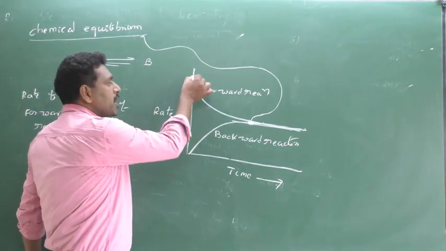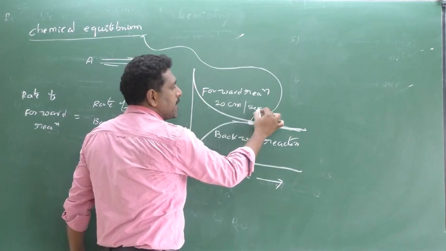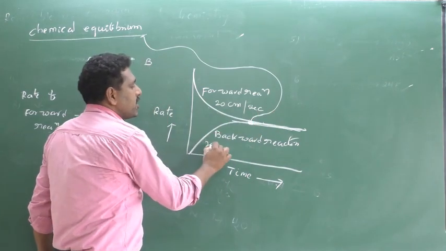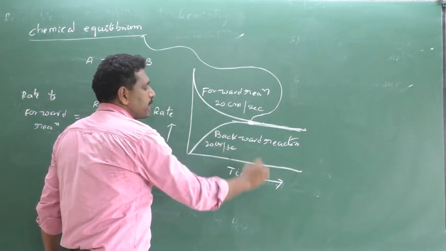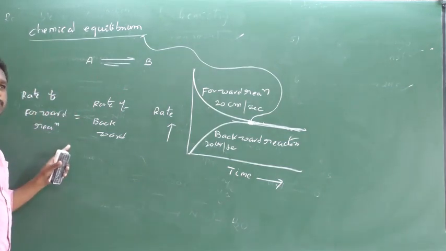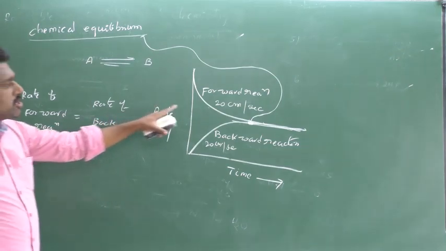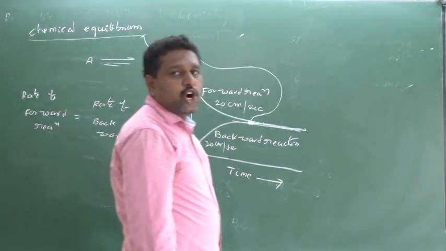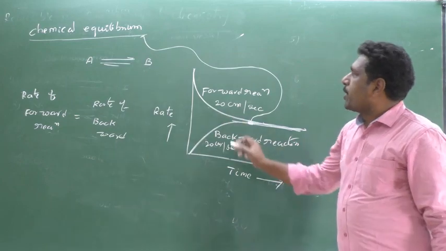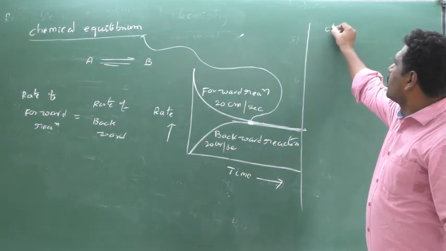For example, if the forward reaction takes place at 20 centimeters per second, and the same speed of 20 centimeters per second takes place by the backward reaction, then both speeds are equal. The position or point or state where the rate of forward reaction and the rate of backward reaction are equal is called chemical equilibrium. So what are the characteristics of chemical equilibrium?